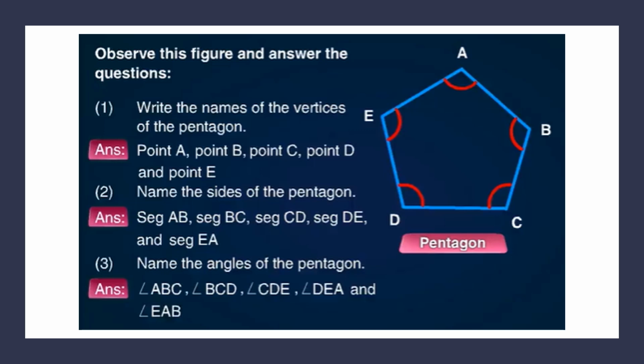Now name the angles of the pentagon. We all know how to name an angle using 3 letters, where in the middle will be the vertex. So here I am taking the vertex as B first. If I take B, what are the remaining points that I will use to make the angle? A and C. So angle ABC. Then next I'll take C: angle BCD. I'll be taking D next: angle CDE. Likewise angle DEA and angle EAB. Fine.